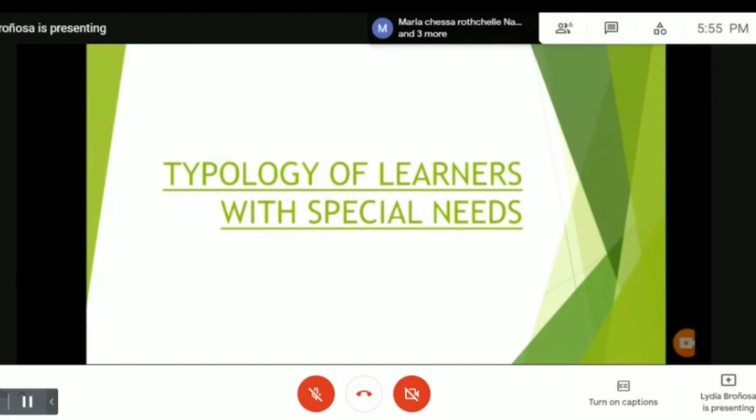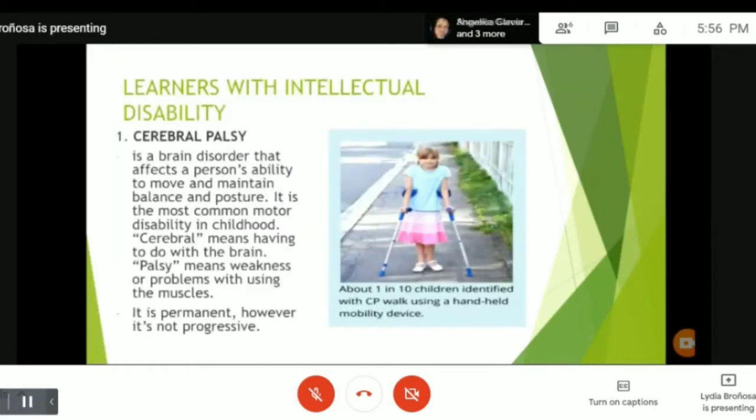This afternoon, I am the first one to discuss to you all about the typology of learners with special needs. So this topic is very important for us, future educators, for us to be knowledgeable, for us to be aware, and for us to be prepared how to handle those children with these disabilities. So let me start with learners with intellectual disability.